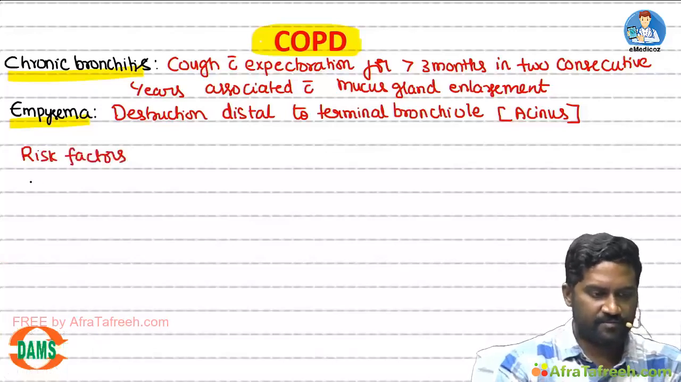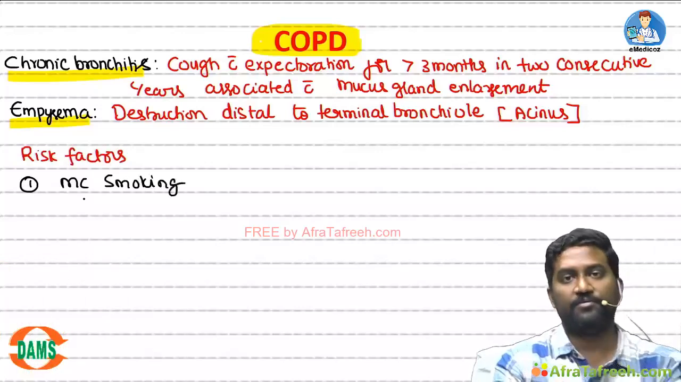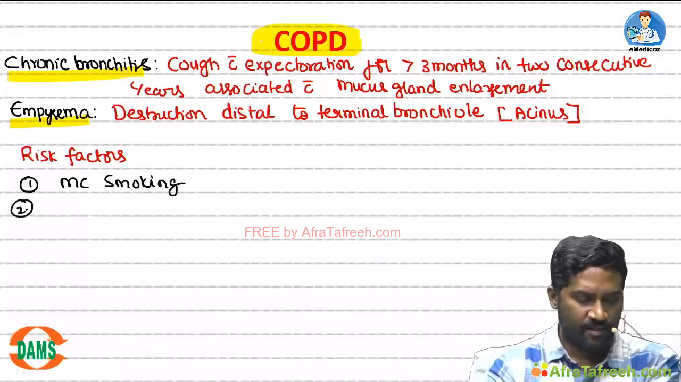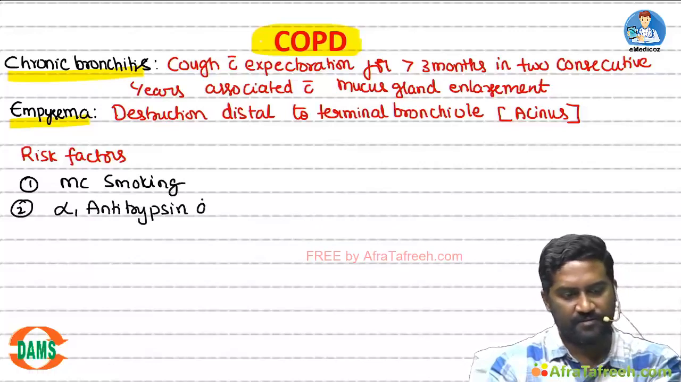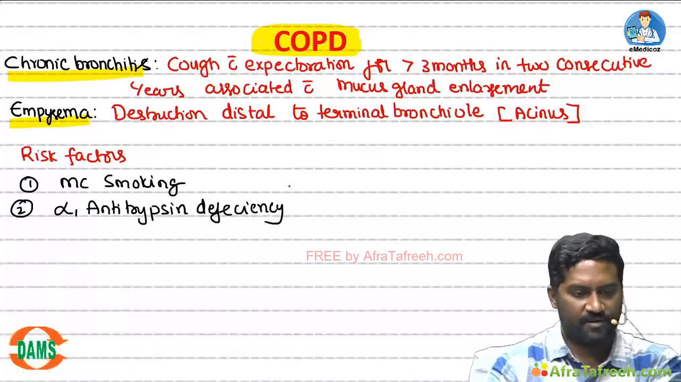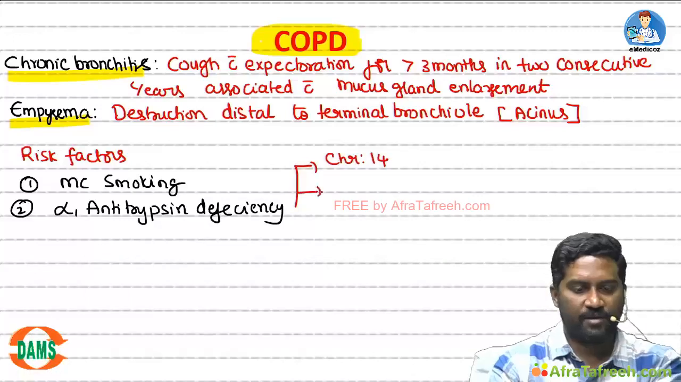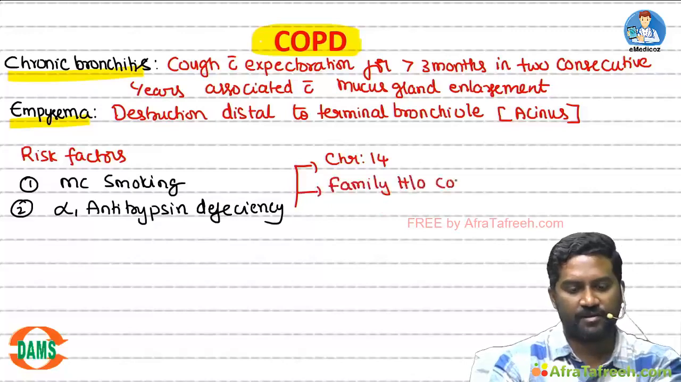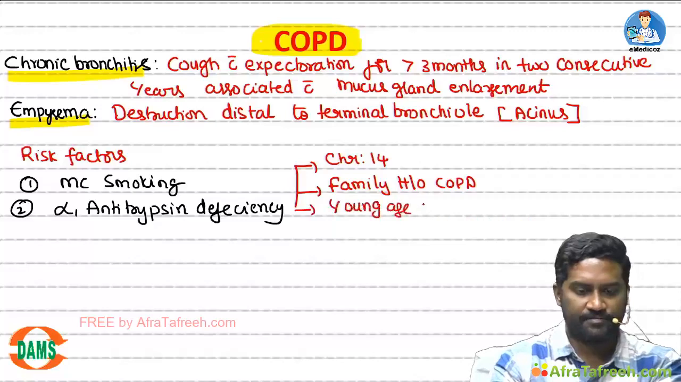What are the risk factors? Most common risk factor will be smoking. Then we have alpha 1 antitrypsin deficiency, a genetic defect. What happens in alpha 1 antitrypsin deficiency? It is mediated through chromosome 14. Because it is a genetic disease, there will be family history of COPD. Somebody in the family will be suffering with COPD. Young age onset of COPD.